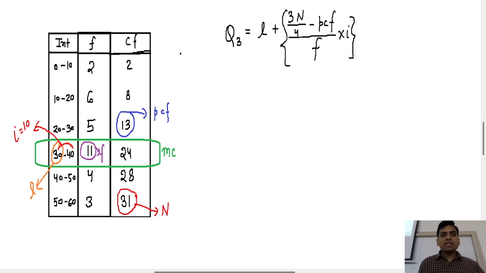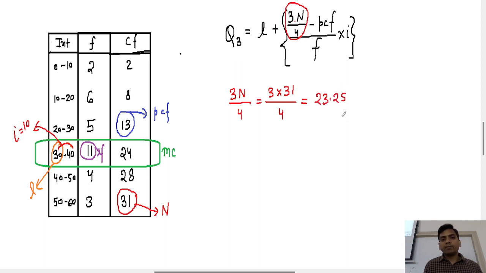So your solution starts with which term? This term. It always starts with 3n upon 4. Done? So your target is to find 3n upon 4 first. So 3n upon 4. So n is what? 31. So this divided by 4. So this is equal to 93 upon 4. 93 upon 4 is how much? 23.25.